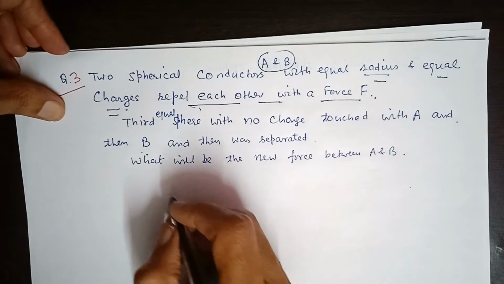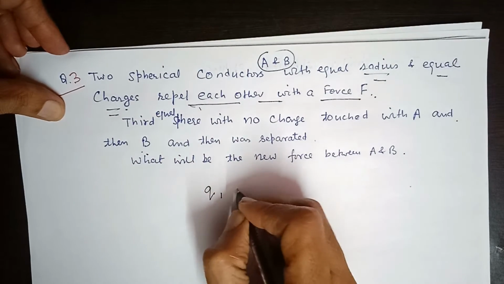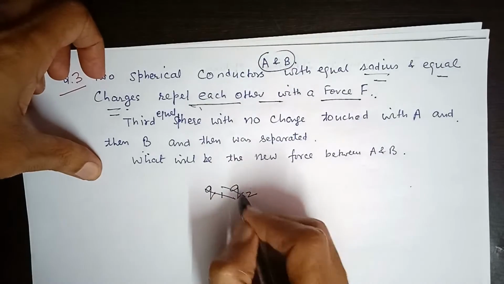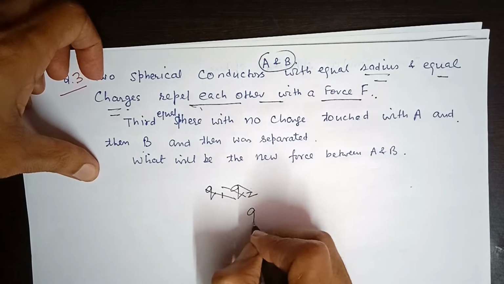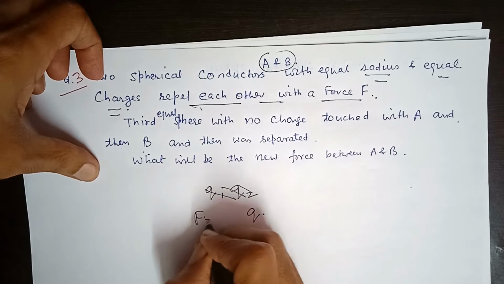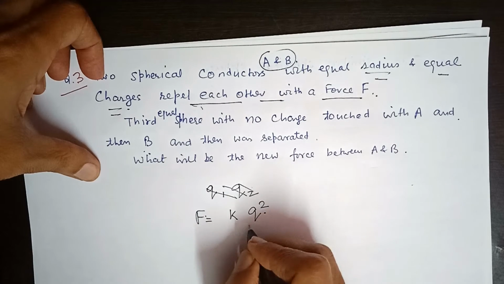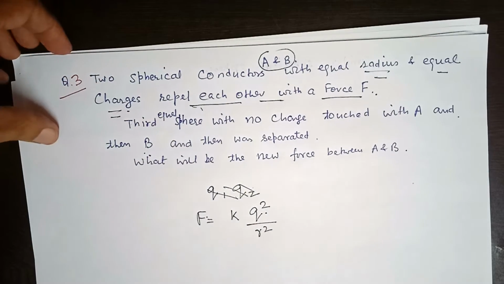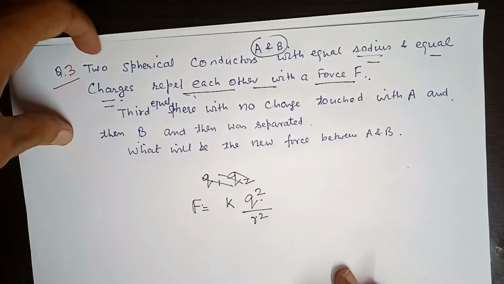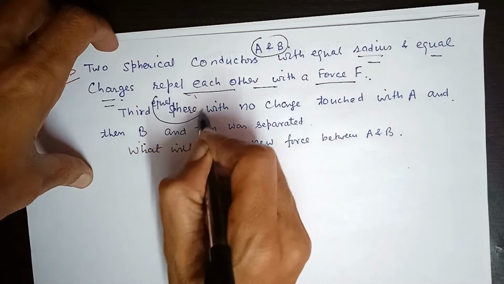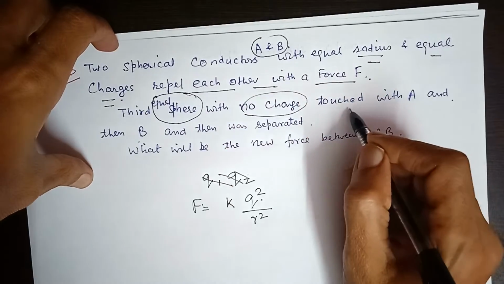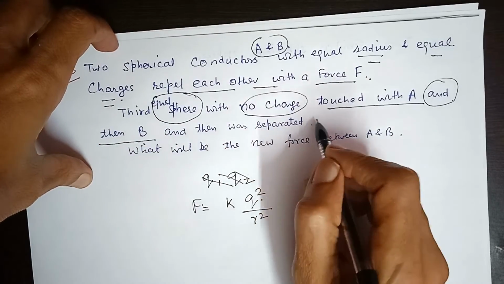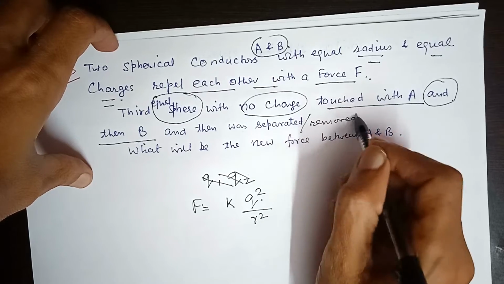Let Q1 and Q2 be the charges, both the charges are the same. So let the charge on both the spheres be Q. Then the force will be K Q into Q, Q square divided by R square. Now what happens? A third equal sphere with no charge was first touched with A and then touched with B and then it was separated or removed from the system.